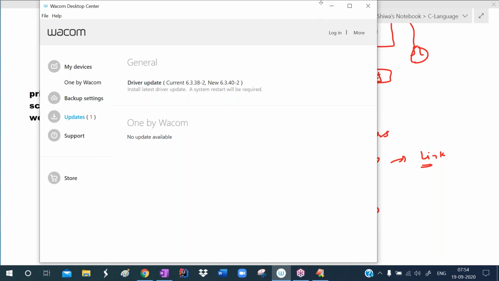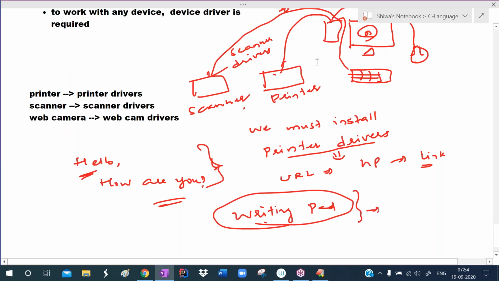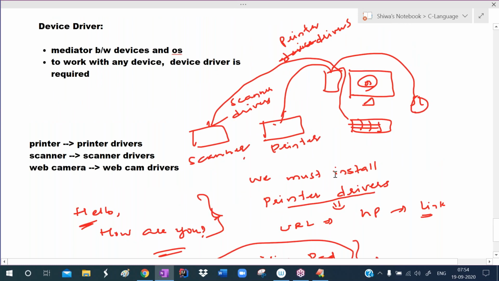So to communicate with this writing pad, I installed what? Device driver software. That's it. To communicate with any device, device driver software is required. Remember this. To work with the keyboard and mouse also, device driver software is required. They come along with the operating system. When you install the operating system, at that time only they will come.